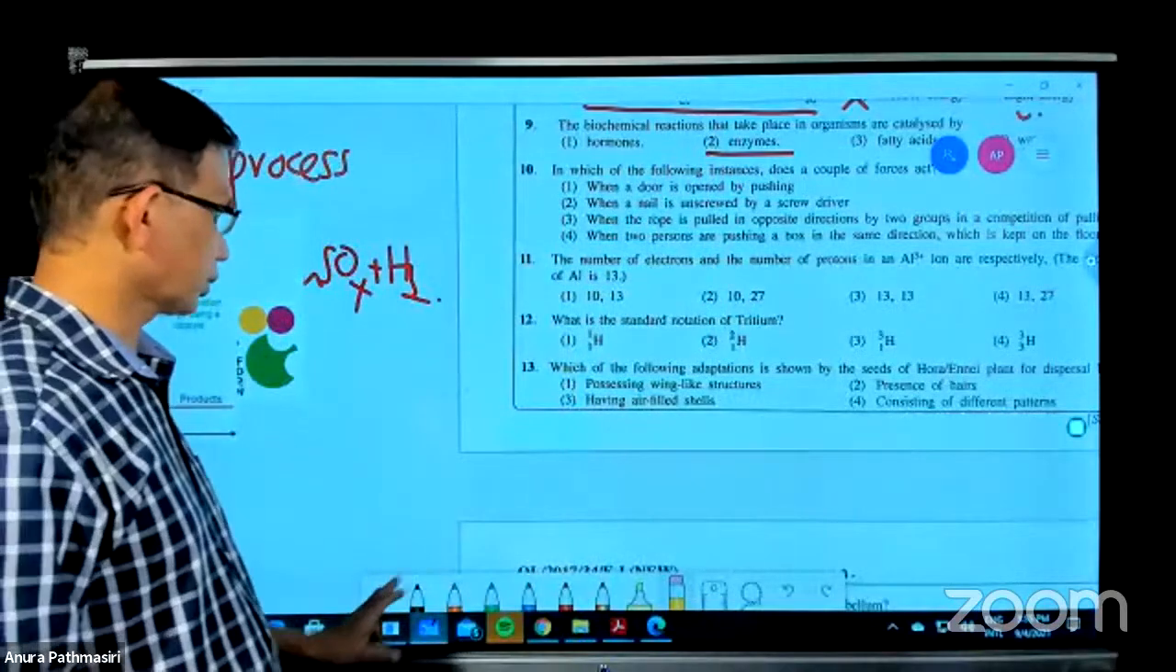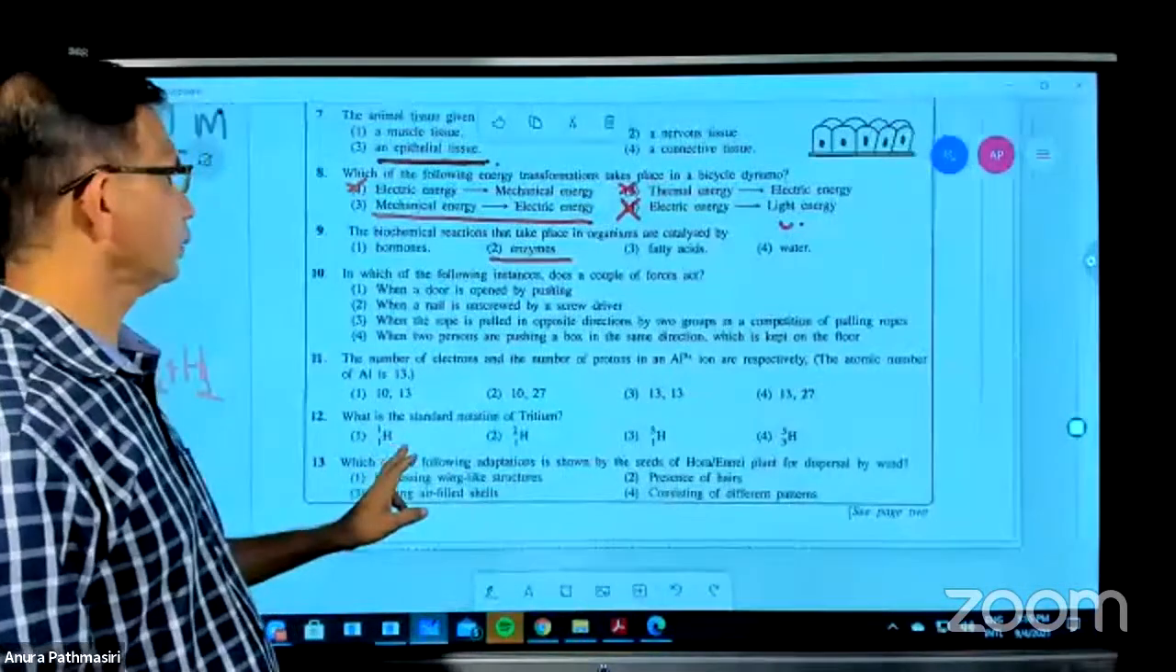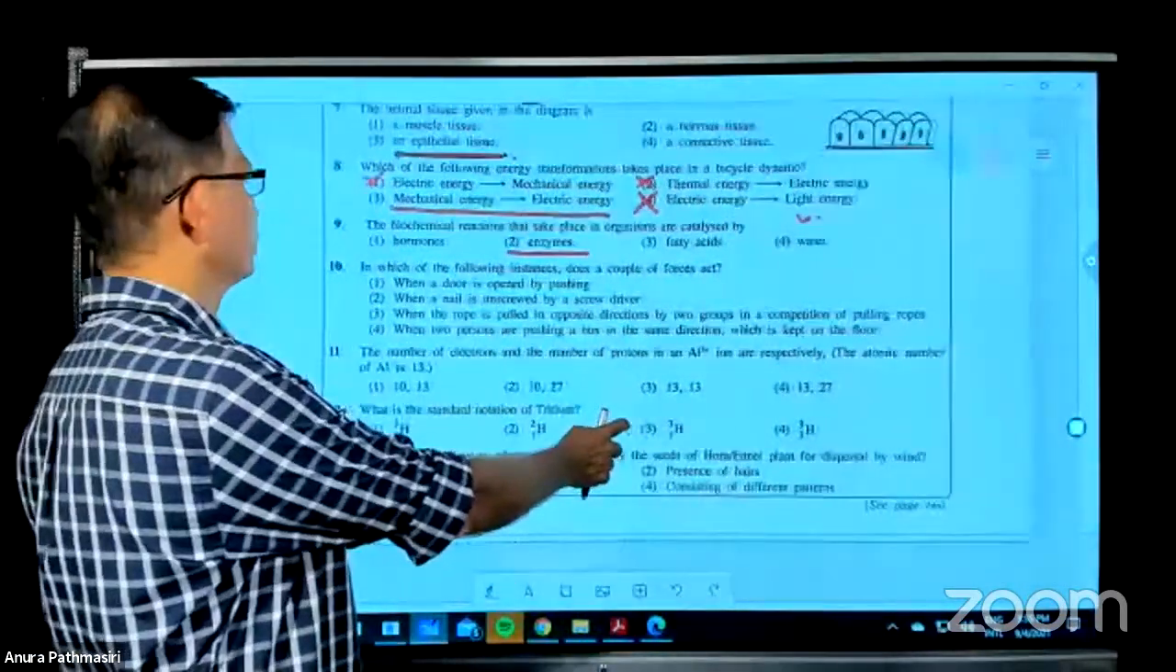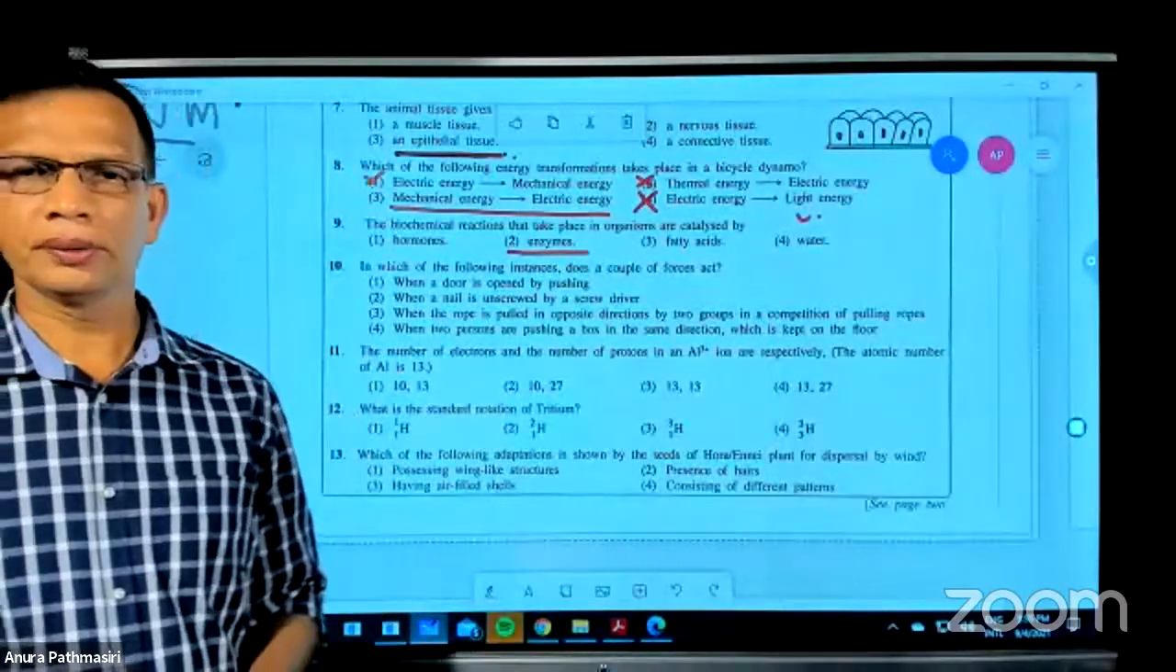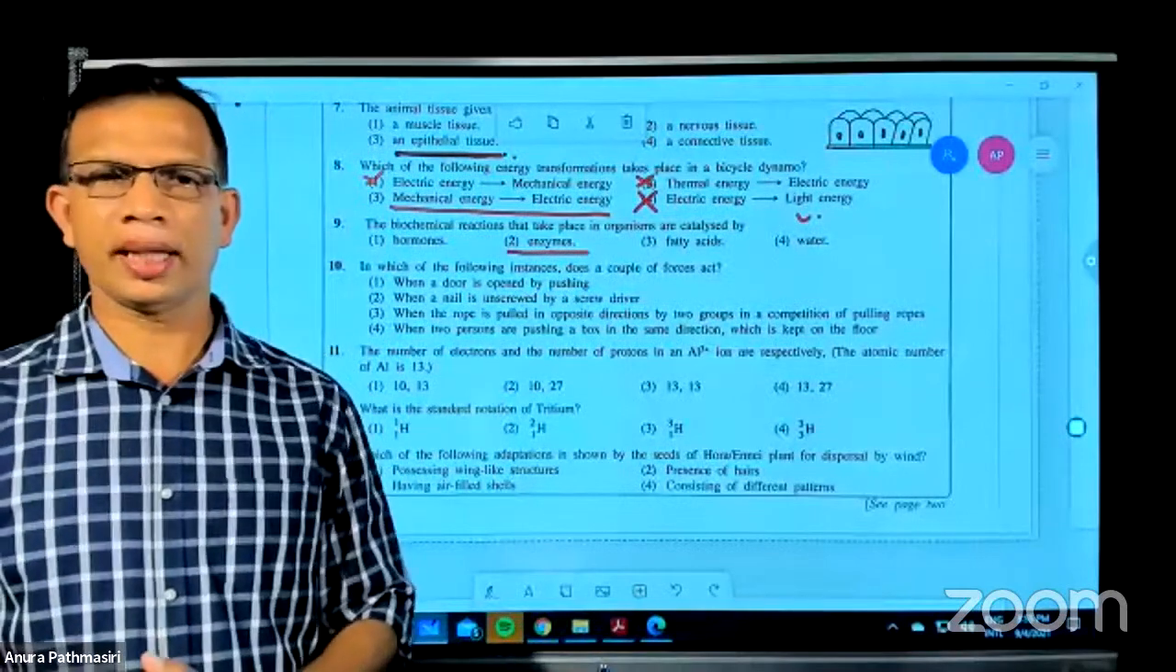Enzyme is the correct answer. And next one, in which of the following instances does a couple of forces act?